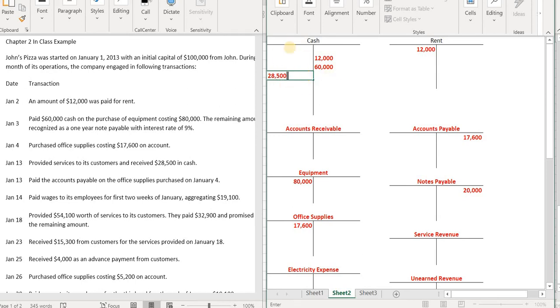Now I'm putting these sequentially just for illustrative purposes. And what else happened? Services rendered, 28,500. Service revenue. Revenue is always a credit, right? 28,500. I said always, normally a credit.